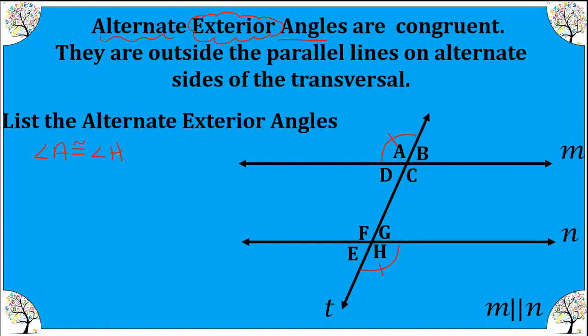So it's all about the location of the angles that you are considering. And then the second and last pair of alternate exterior angles is angle B and angle E, and therefore they are congruent because they are alternate exterior angles. If angle B were 85 degrees, I can conclude that angle E is also 85 degrees.